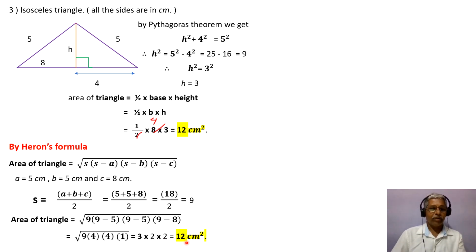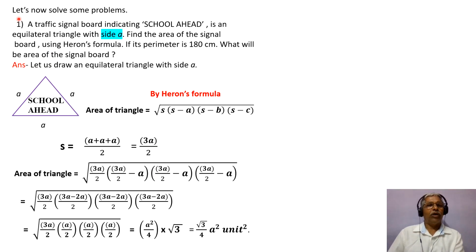So it is very simple. Now let us solve some problems. First one: a traffic signal board indicating school ahead is an equilateral triangle with side A. Find the area of the signal board using Heron's formula. This is the first part of the problem.